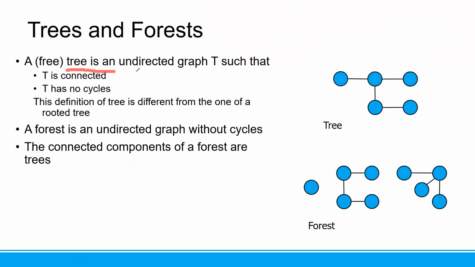So the tree is an undirected graph T. Okay. So T means a variable to indicate the tree in an undirected graph. So we call this a tree in an undirected graph if T is connected. So this is connected. And then T has no cycles. So there are no cycles like this. If no cycles, then yeah, we call this a tree.